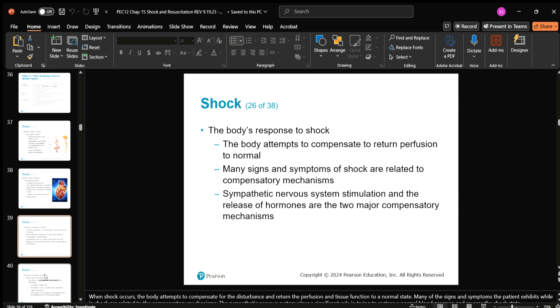All right, so how does our body respond? So we talked about all these different types of shock. Now we're going to talk about the body's response to it. So the body's going to attempt to compensate. How does it attempt to compensate? By elevating heart rate, elevating respiratory rate, trying to increase blood pressure, which is going to help perfuse our cells because we need to get blood, oxygenated blood, to our cells.